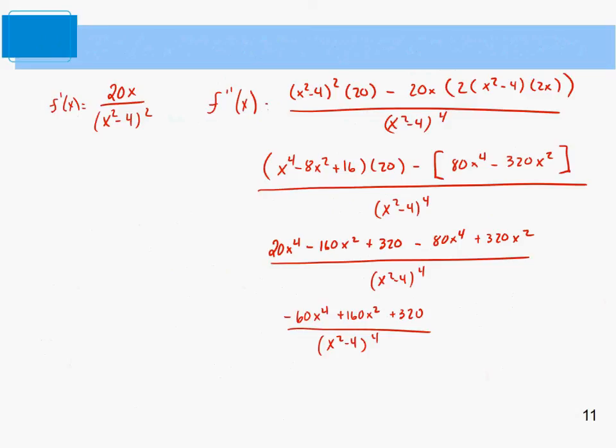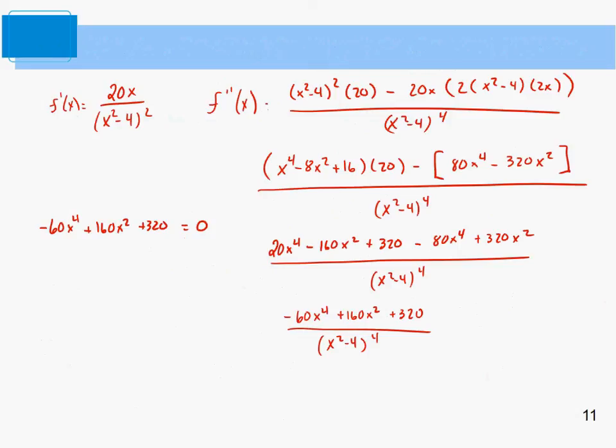Did anybody see any mistakes in there? Before I start doing this, I want to make sure I didn't make any mistakes. Yeah, we're about to find out. Don't trust me. All right, so we're going to set negative 60x to the fourth plus 160x squared plus 320 equal to 0.